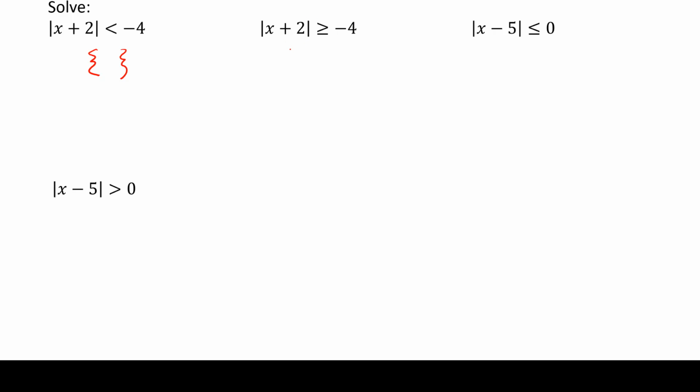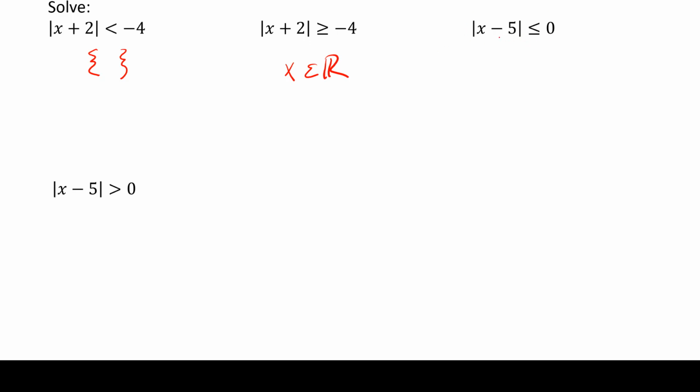Over here, we've got the absolute value of x plus 2 is greater than or equal to -4, and that's going to be always, no matter what x is, the absolute value of it is always going to be greater than or equal to -4. It will never be less than a negative number. It's always going to be greater than a negative number. So for this one, x would just be a real number. Any real number will work in that inequality.